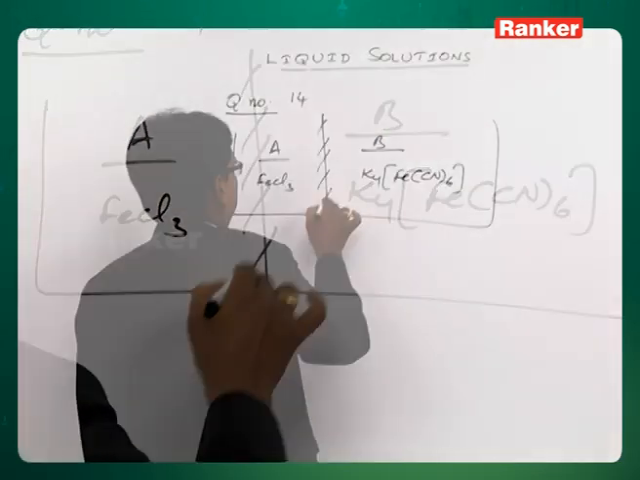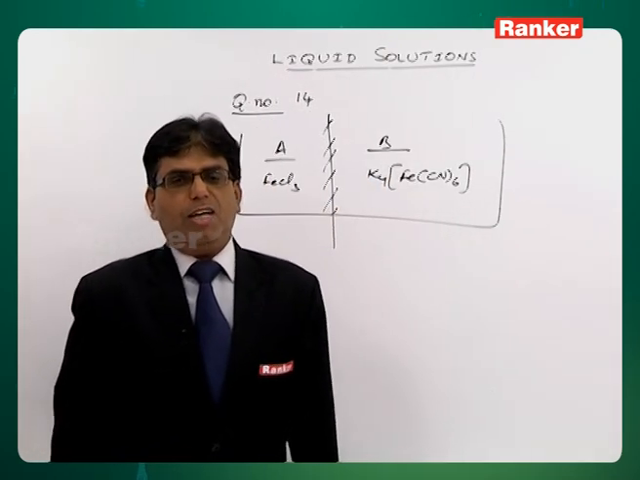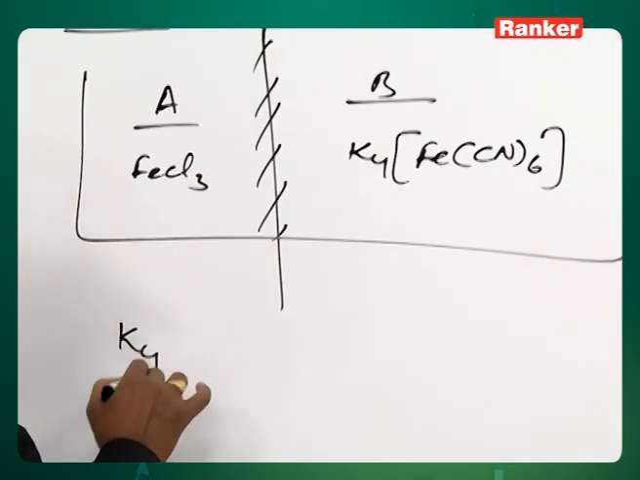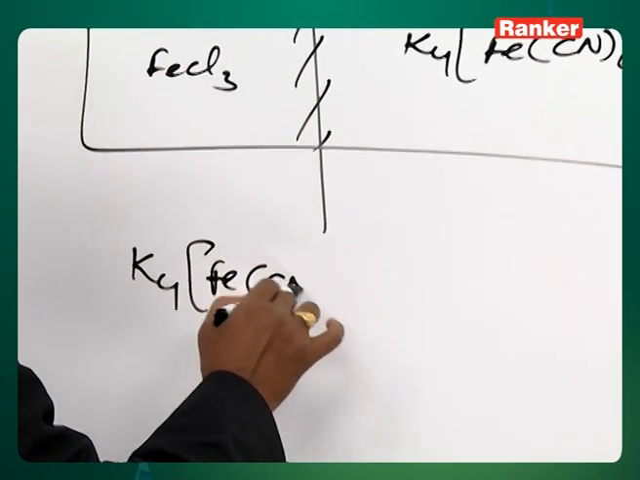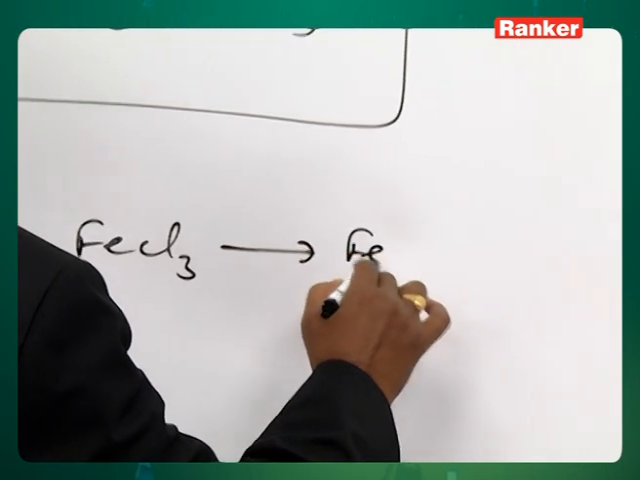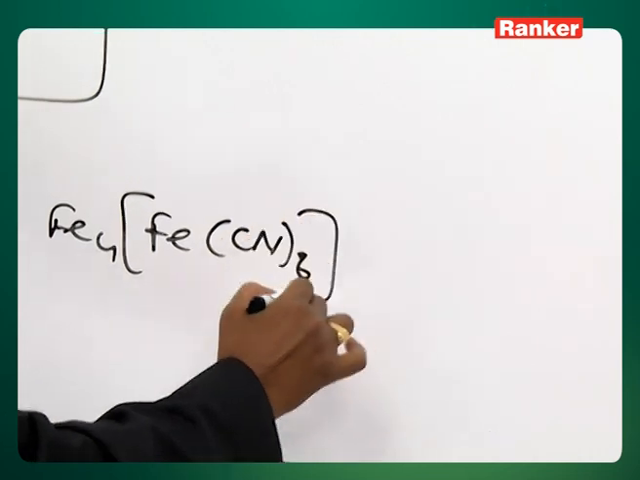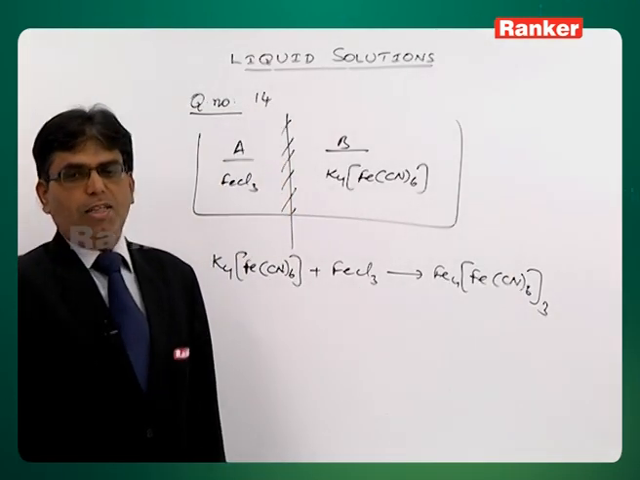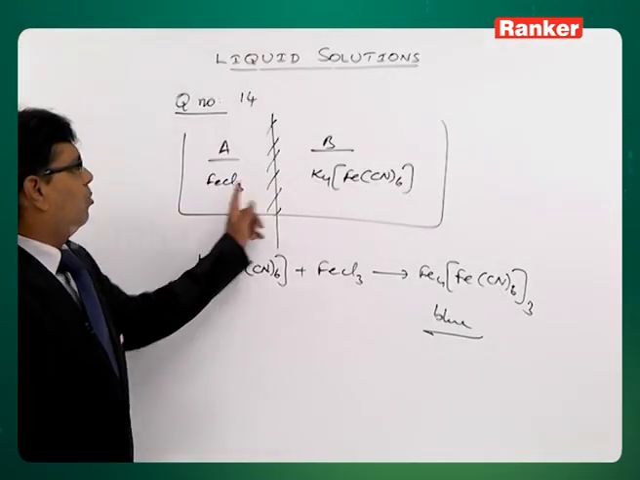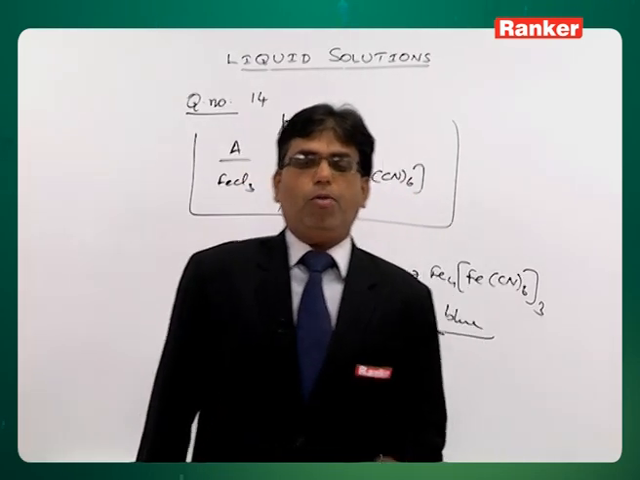So, here what you have is a membrane. Now, if FeCl3 reacts with K4[Fe(CN)6], that is, if these two are in contact, then K4[Fe(CN)6] on reaction with FeCl3 will give Fe4[Fe(CN)6]3, ferric ferrocyanide, and this ferric ferrocyanide is a blue colored substance. So, as a result, when these two come in contact and react, we get a blue colored solution.